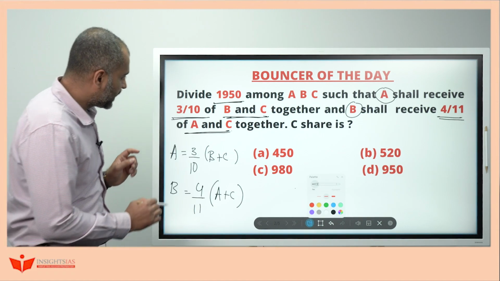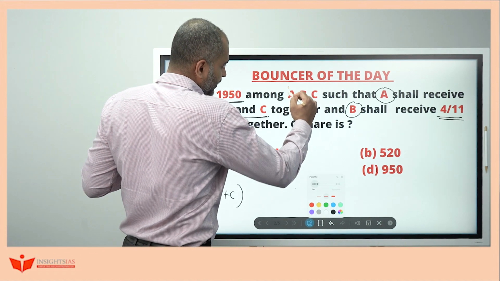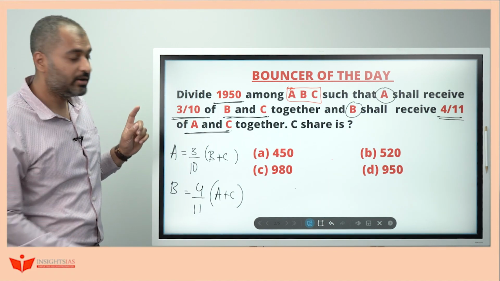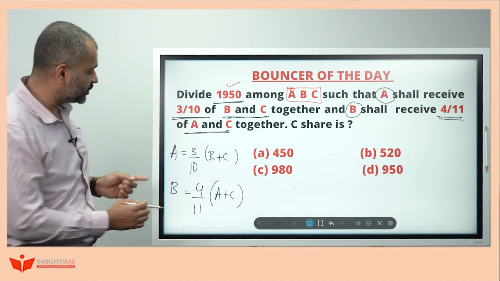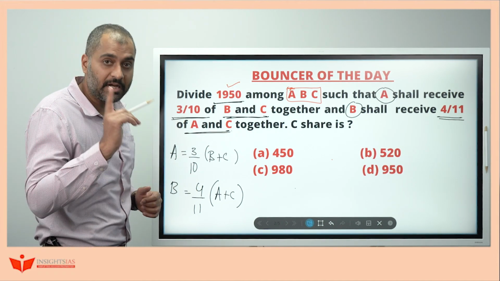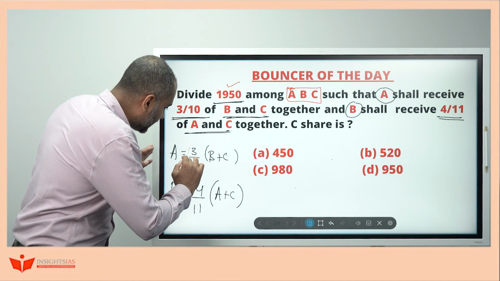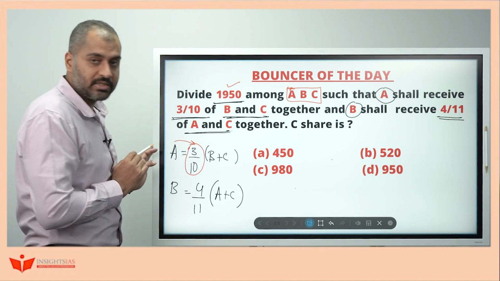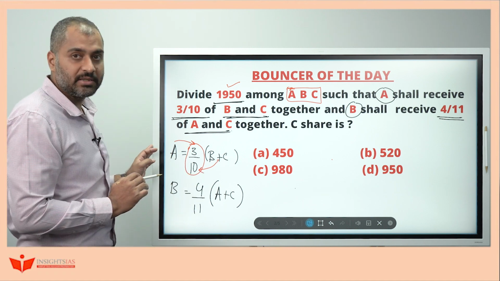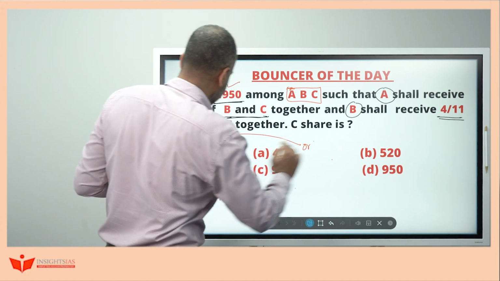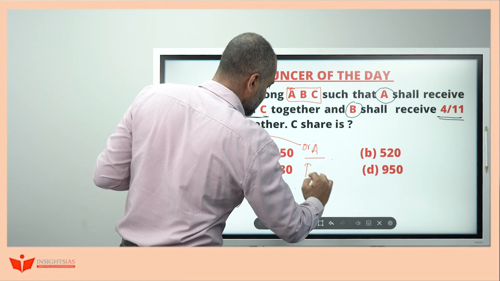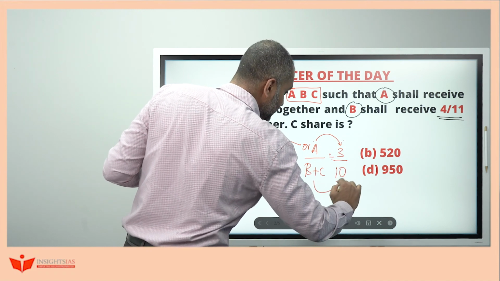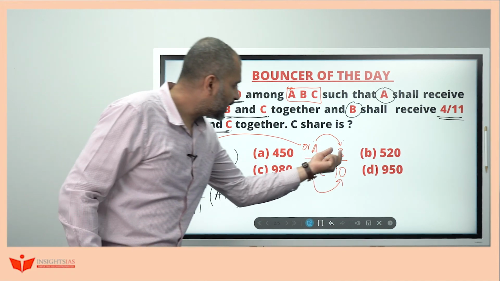Now, look here. There are 3 people in this story, A, B, C. You have to divide 1950 with the given conditions. The condition is A receives 3 by 10 of B and C together. That means the total amount is divided into 13 parts, where A gets 3 parts and B plus C gets 10 parts. Or else we can write this data as A by B plus C is equal to 3 by 10. That means A shall receive 3, B and C shall receive 10 parts. Totally 13 parts.